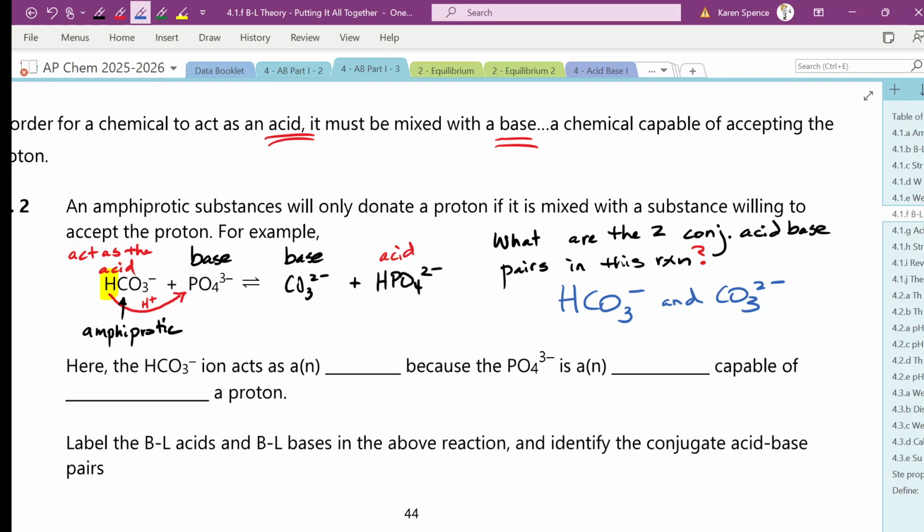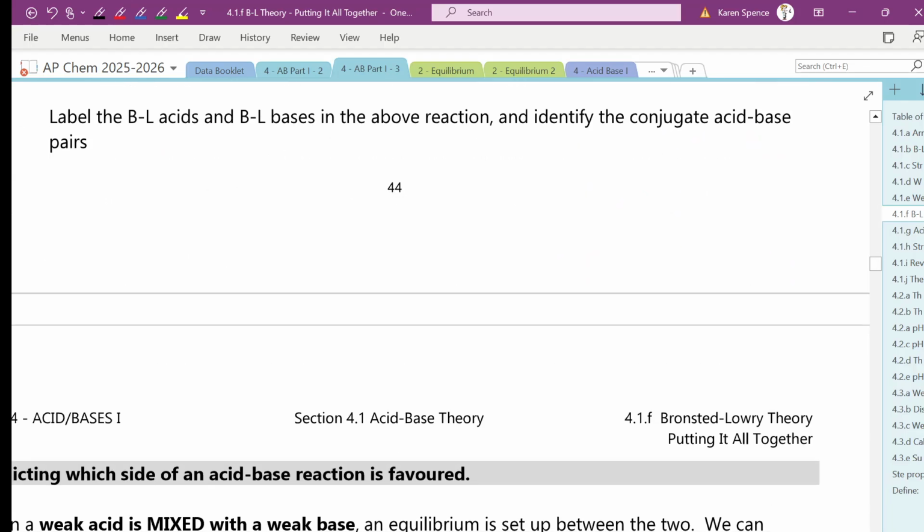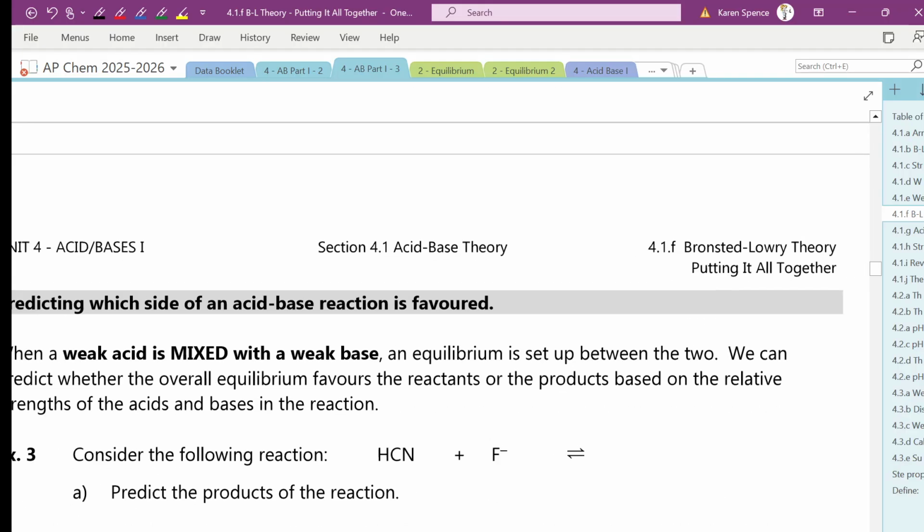Who is the other pair? Victoria. PO4 3 minus and H3PO4. Yes. Or sorry, not H3PO4, HPO4 2 minus. There we go. Okay. I think we can skip the rest of that because we've already answered it.